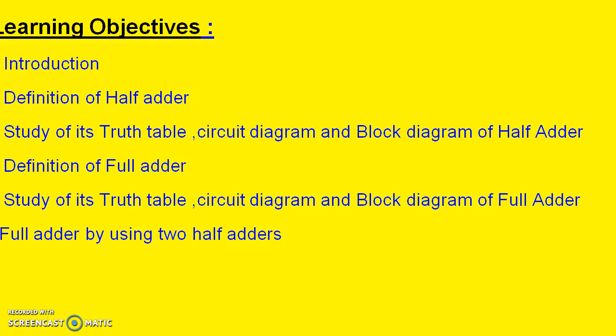Here are the learning objectives, whatever we cover today. The first is the introduction, then the definition of half adder, then a study of its truth table, circuit diagram, block diagram, etc. Then the same things on the full adder: definition, truth table, circuit diagram, Boolean expression, and lastly we discuss very shortly how a full adder is made with the help of two half adders. Okay, let's start.